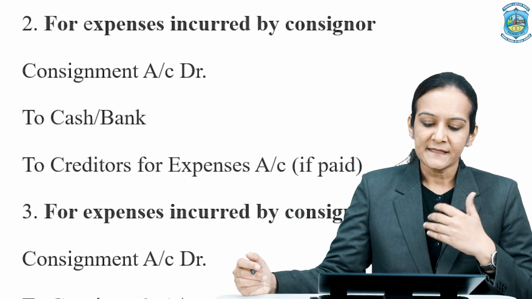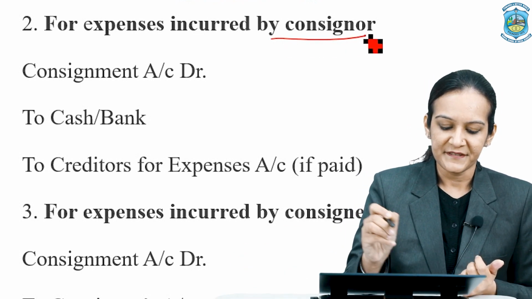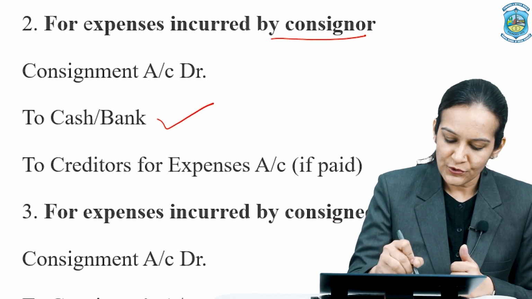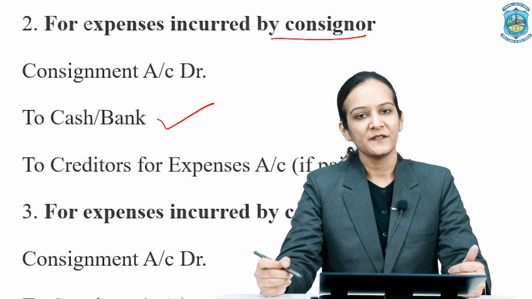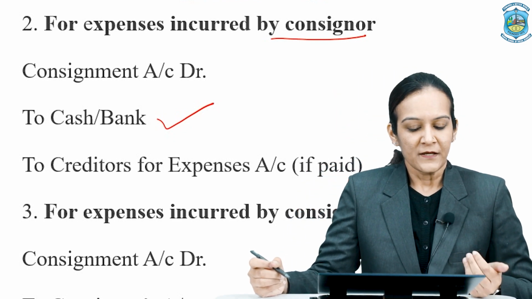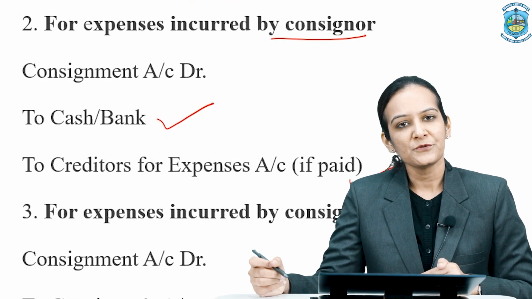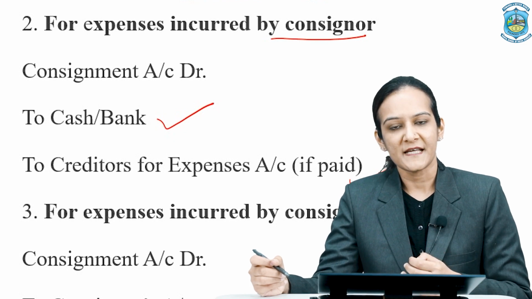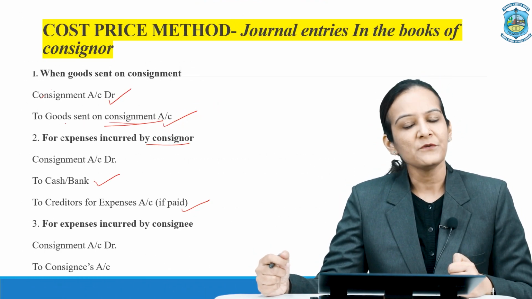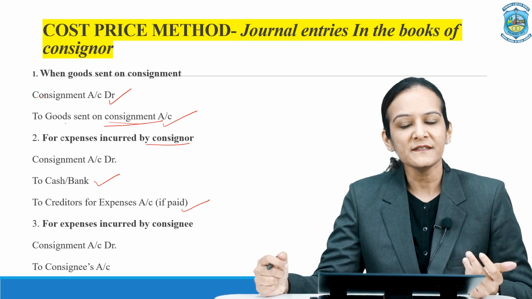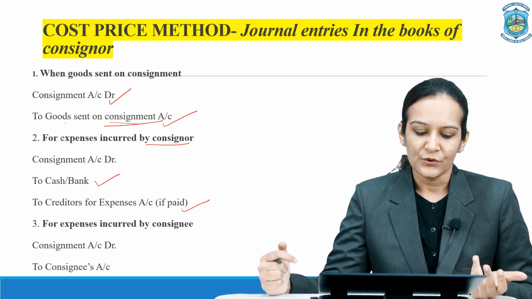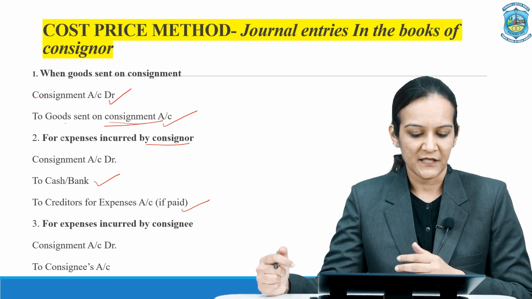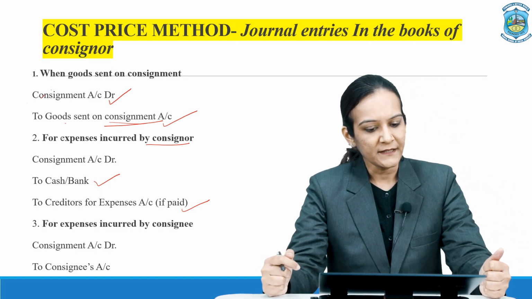When the expenses are being incurred by the consignor, the entry is consignment account debited to cash account, or to creditors for expenses if the expenses are being paid by the creditors. Cash or bank account is to be credited because actually the cash is going out from the consignor's side. Cash is a type of real account, and again the rule for the real account is debit what comes in and credit what goes out. So when the consignor is making payment for the expenses, cash is going out, therefore cash account is credited and consignment account has to be debited.